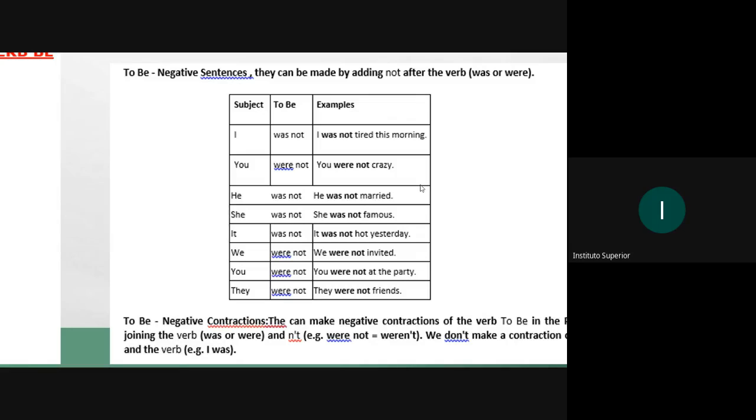Very good. The second one, you were not crazy. Very good. The other one, he was not married. Very good. She was not famous. All right. Very good. En sentido completo, cuando escribimos en sentido completo, de igual forma vamos a encontrar la contracción, que en este caso sería wasn't, weren't. Ok, seguimos con el she. She was not.